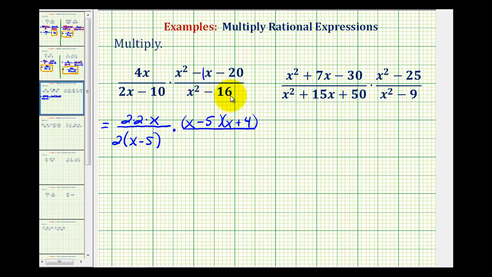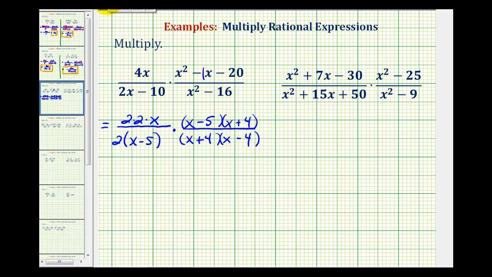And then x squared minus 16 is a difference of squares. So we'll have two binomial factors. The first terms will be x and x, the factors of x squared. And then because we have a difference of squares, we'll use negative 4 and positive 4 for the two factors of negative 16. So we can have x plus 4 here and x minus 4 here.